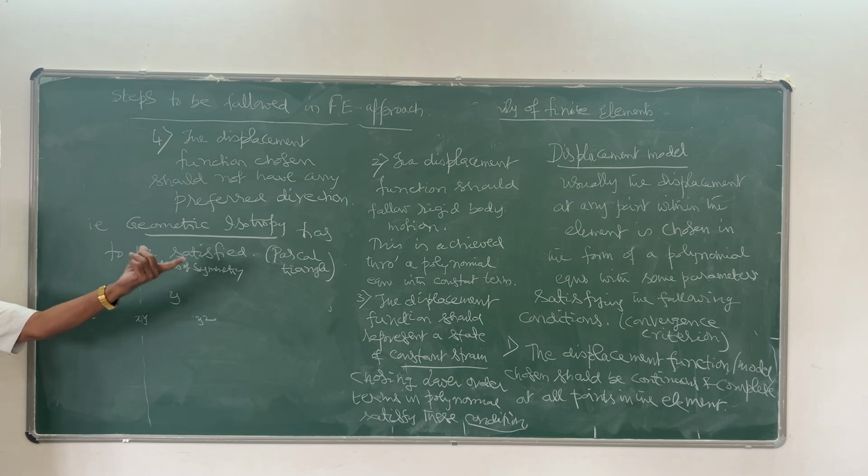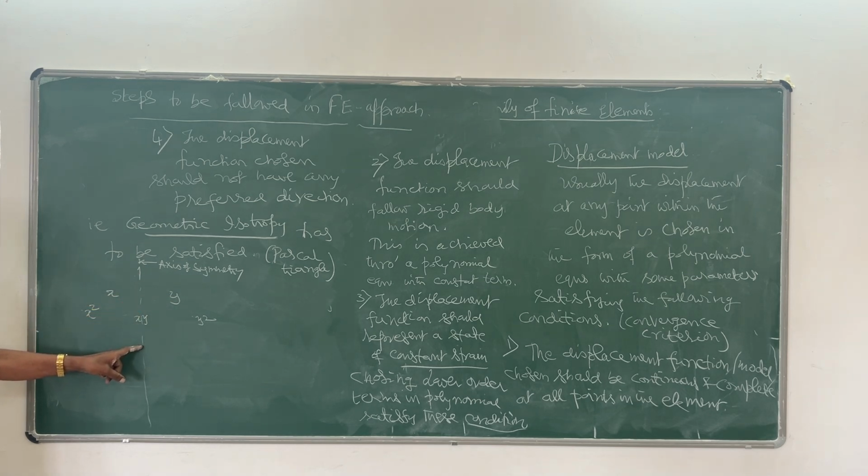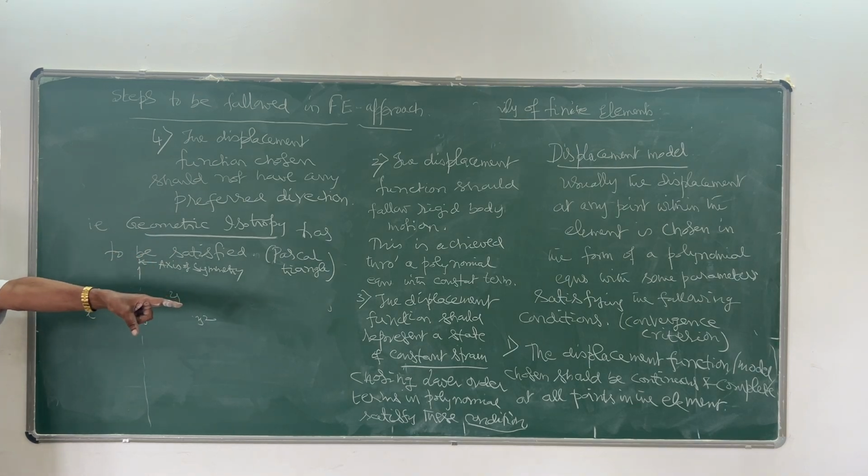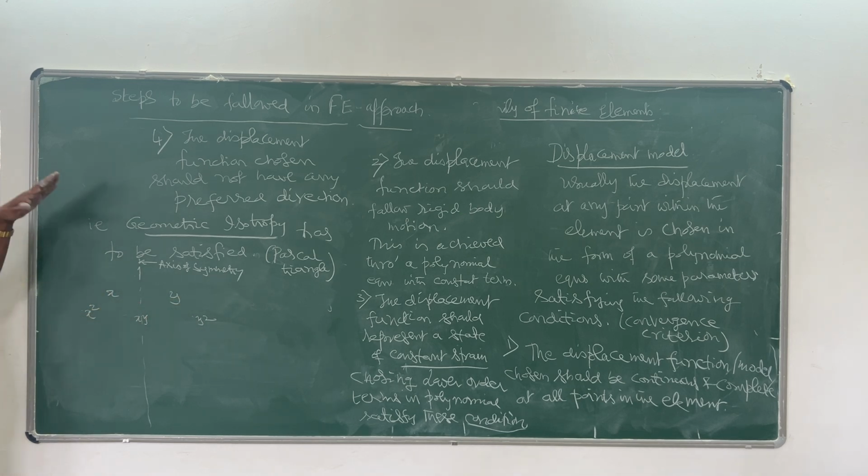If your polynomial equation consists of only 4 constants, say, then 1, x, y, xy you can choose. If it is 5, then 1, x, y, x squared, y squared. You can choose them together, but not one term alone. This is a must to satisfy the other two criteria. Constant is a must, the lower order terms. For the higher ones, you should satisfy continuity, and you should not have any preferred direction.